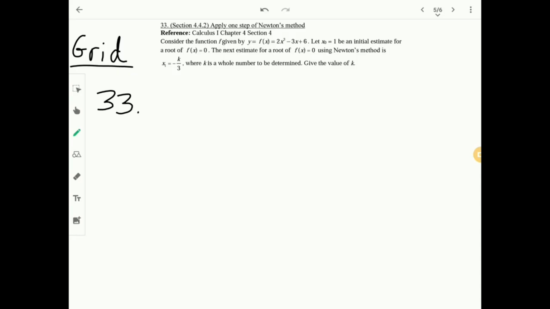Okay, let's solve it. Consider the function f given by y equals f of x equals this. Let x0 equals 1 be an initial estimate for the root of f of x equals 0. The next estimate for a root of f of x equals 0 using Newton's method, this is important, is x1 equals minus k over 3, where k is a whole number to be determined. Give the value of k.